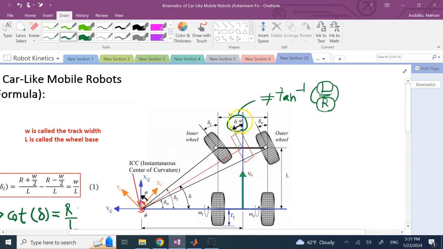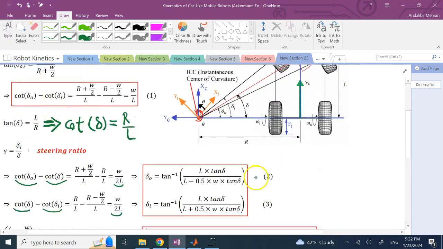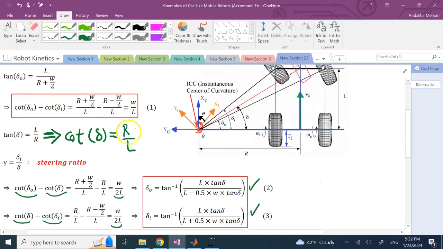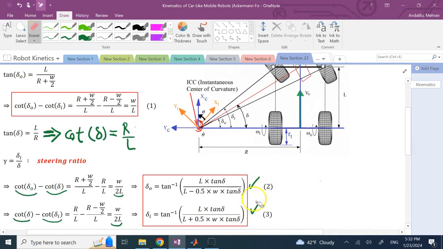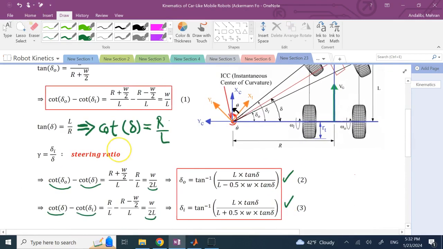So if you don't give it exactly that number, if you give it something other than that, what would be the value for delta I and delta O at that moment? These two formulas will give you those. And I'll show you in a demo in a minute what happens when you steer more or less than what is required, which is this number. I'm going to show you in a simulation. But just know that these formulas 2 and 3 are always valid.